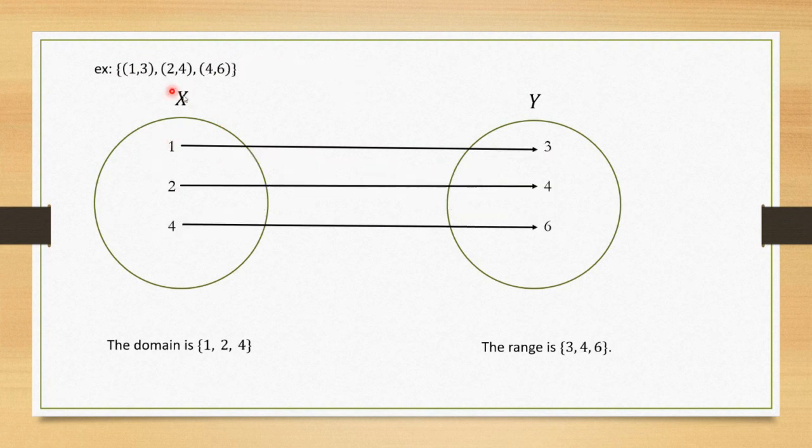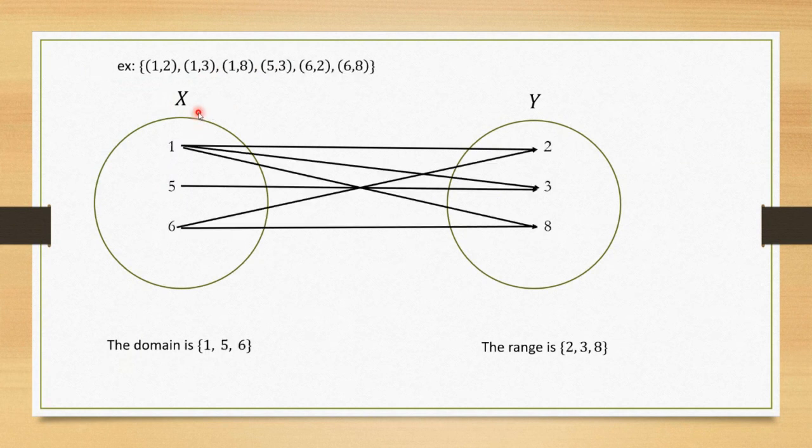Here, this was a function. All the ordered pairs here have different x coordinates. Actually, I thought that the other example with the same output was there, but we'll see it another time.